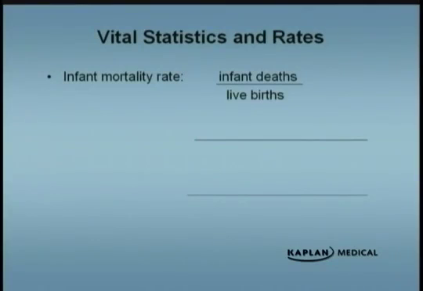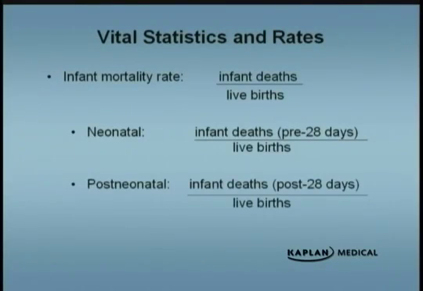Now we can further subdivide the infant mortality rate into two distinctly different categories: neonatal mortality rate and post-neonatal mortality rate. Neonatal mortality rate is infant deaths in the first 28 days divided by all live births. That's fairly straightforward. The neonatal period, first 28 days. Post-neonatal mortality is infant deaths between 29 and 365 days, that is, leaving out that first 28 days, divided once again by all live births.